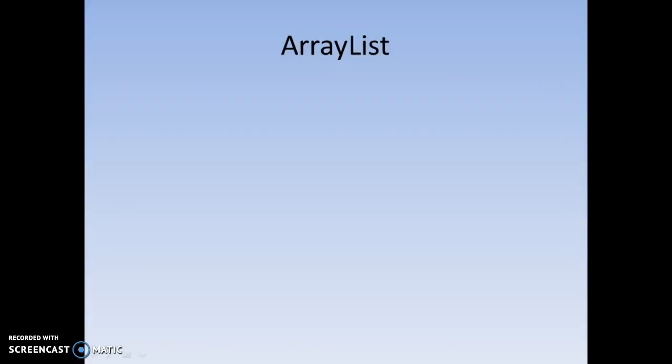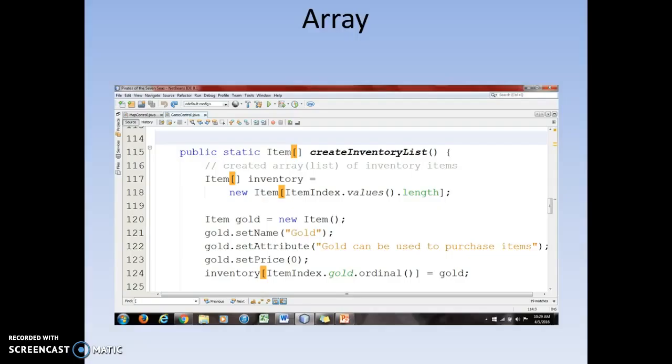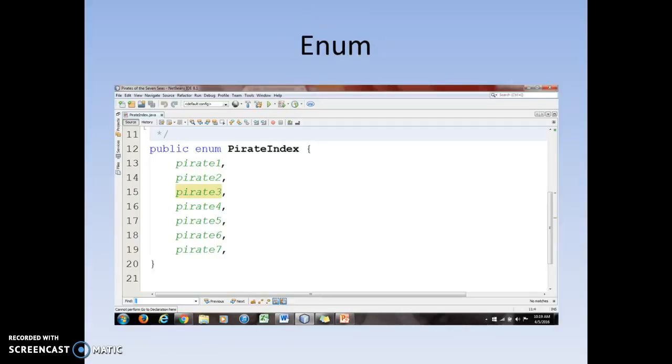And an array list, I actually don't have an example of this in my code. We didn't end up using any array lists in our game, and so I don't have an example of my own code to show you. But like I said, I understand that an array list is an array that the length can change, whereas an array is fixed. So here's an enum, and we have to declare it as an enum right here.